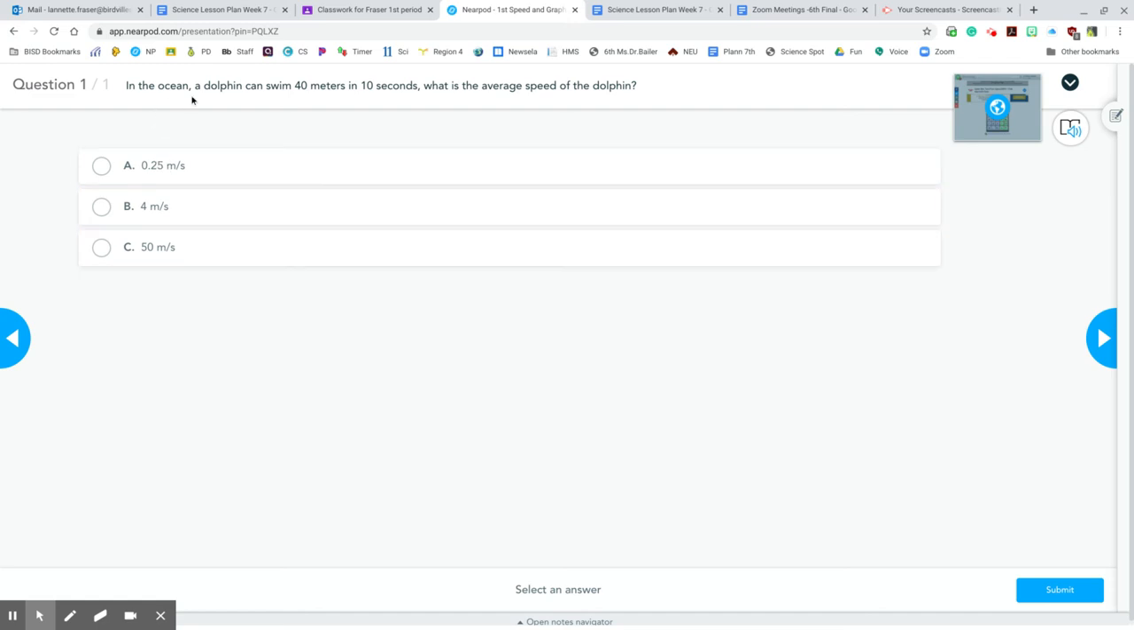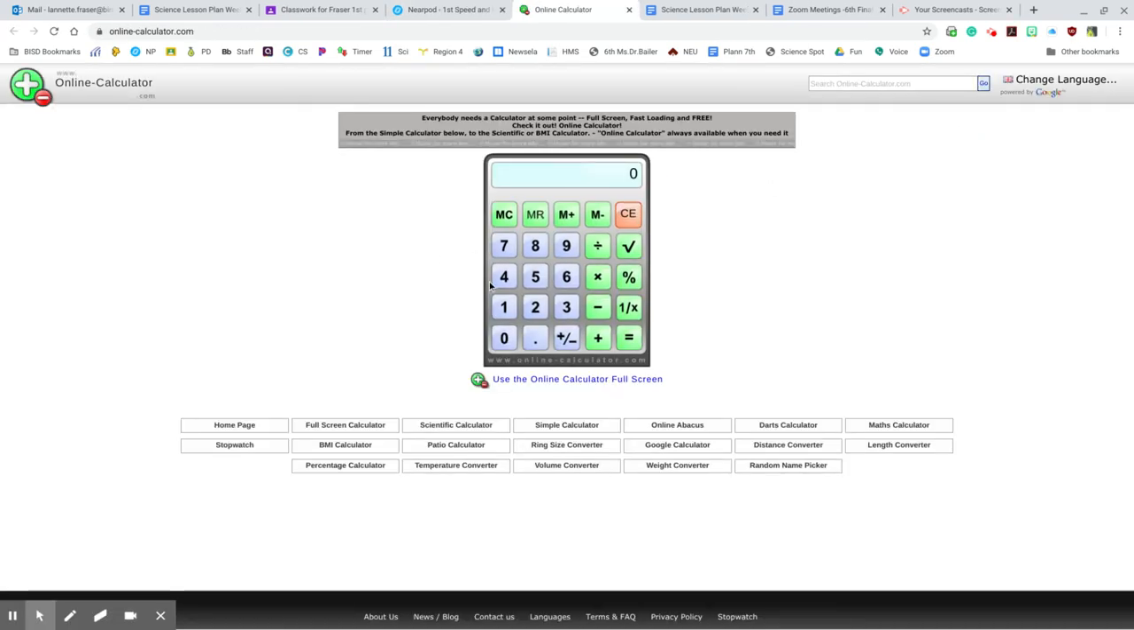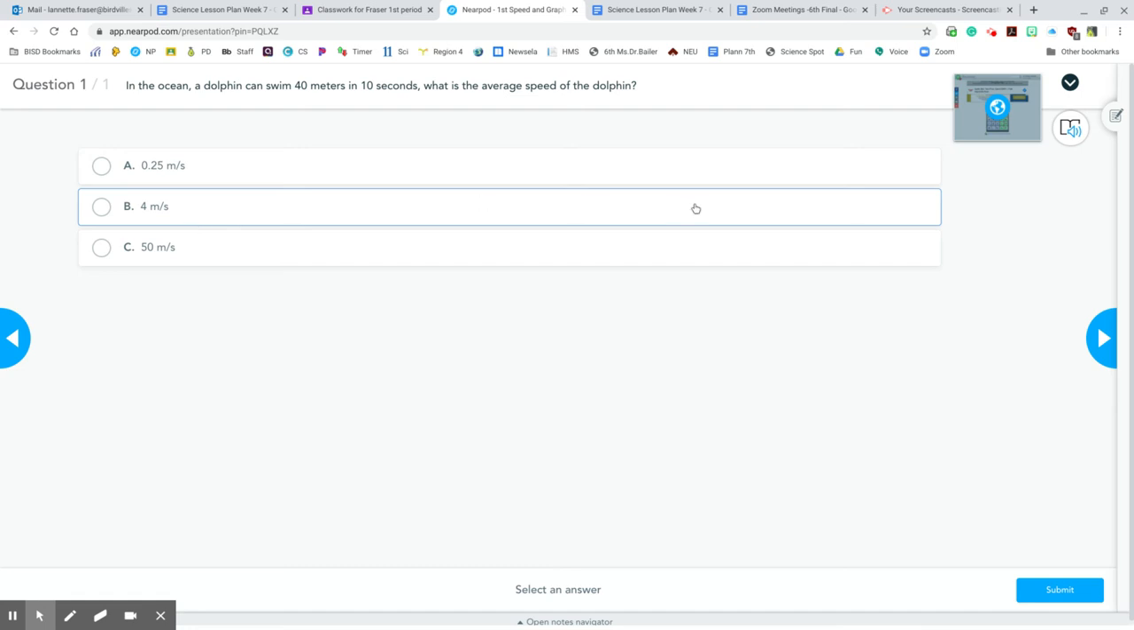So, in the ocean, a dolphin can swim 40 meters in 10 seconds. What is the average speed of the dolphin? We've added a couple of references for you here, one of which is a calculator. So you whip open that calculator, you take your 40 divided by your 10, and you got your answer to your first question, 4. I'm going to close that. You would pick 4 and move on.